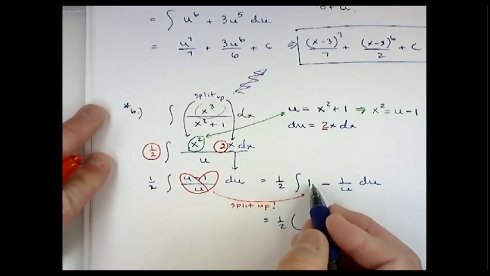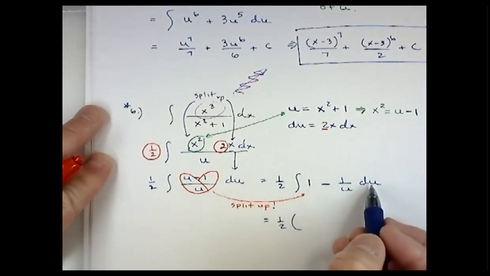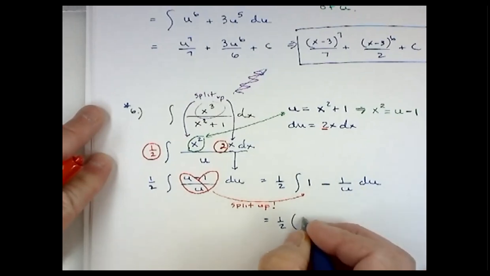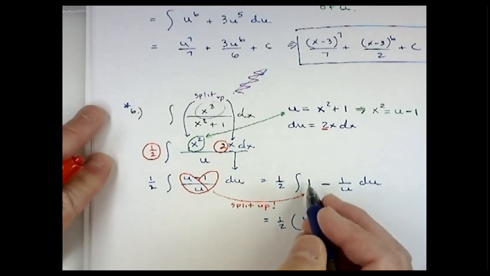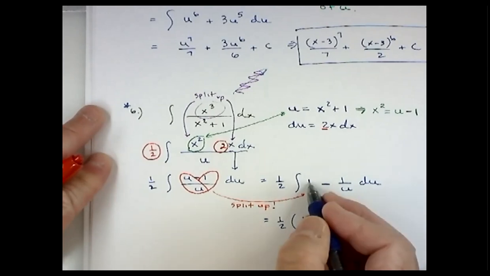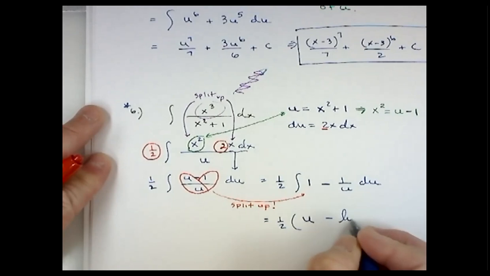Okay, now we're ready to integrate. The antiderivative of 1, now be careful here. The antiderivative of 1 with respect to u is u, right? With respect to x, it's x, but we're doing with respect to u. So the antiderivative of 1 is u minus, and then this is our favorite ln, right? ln.